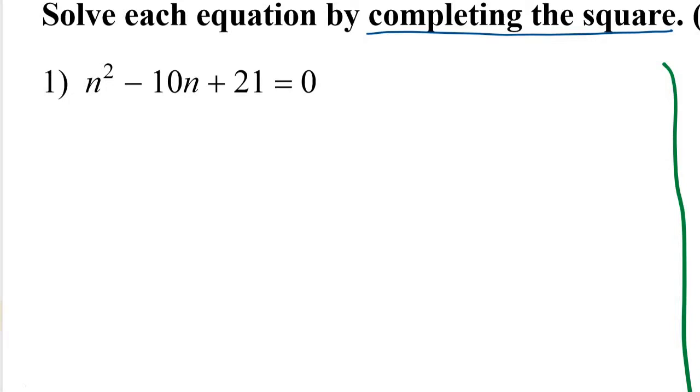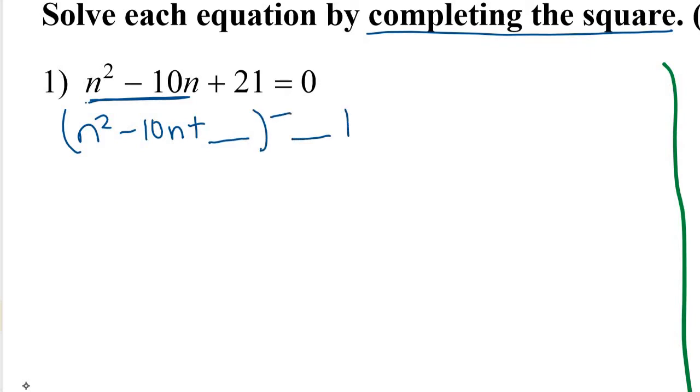So the first thing you need to know is to determine the term that will complete the square for the first two terms. Okay, so we're going to set it up this way. We're going to say n squared minus 10n plus some number that will complete the square, and then we're going to subtract that same number, and then add, like we have, plus 21 equals 0. So our job is to find that number that will complete the square for when you have this setup.